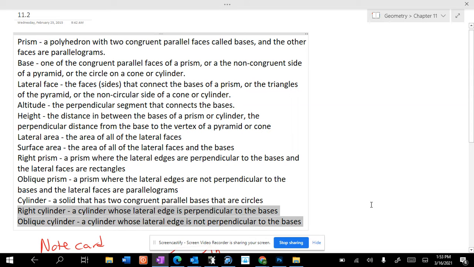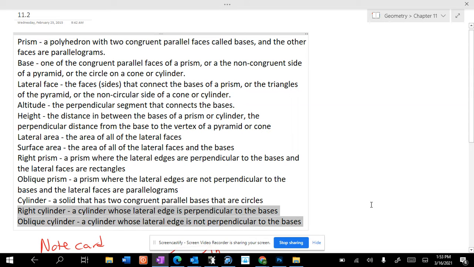The altitude is the perpendicular distance between the bases, which is also in this case the height, the distance between the bases. Okay. Lateral area is the area of all the sides, not the top and the bottom, just the sides. The surface area is the area of all the sides plus the top and the bottom. Okay. This is a right prism because it stands straight up and down. An oblique prism is like the Leaning Tower of Pisa. Okay. An oblique prism.